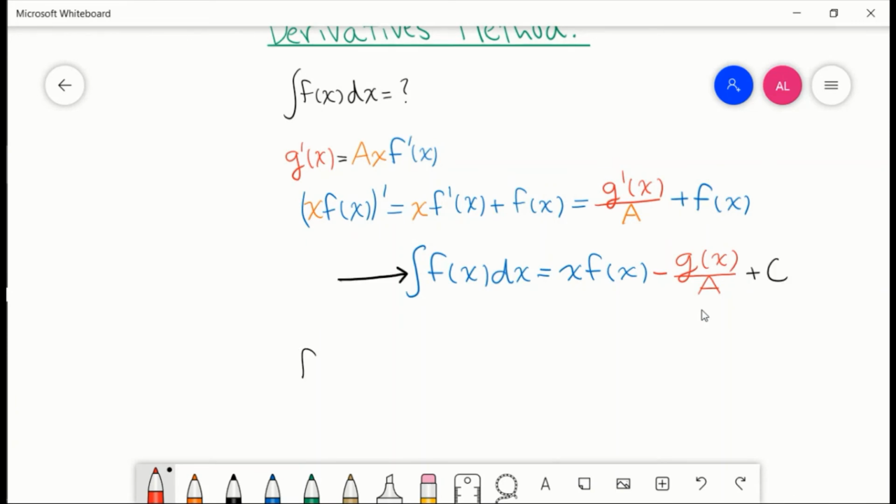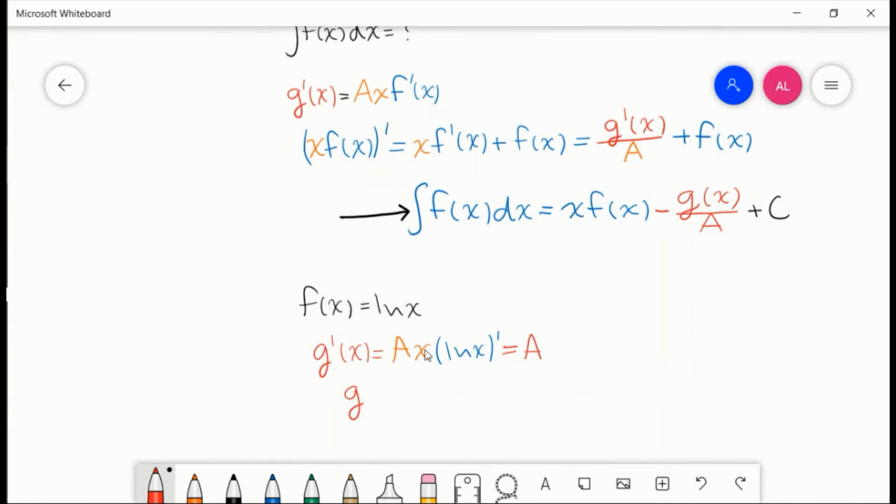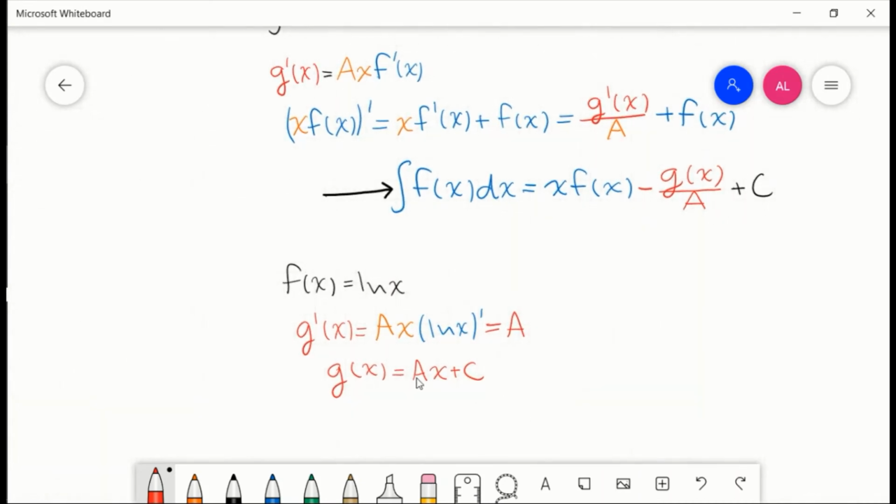So now I'm going to demonstrate this example on f of x equals natural log of x. So in this case, we hope that there is a function g such that g prime of x is equal to ax times the derivative of the natural log of x. But then the derivative of the natural log of x is just equal to 1 over x. This x and 1 over x cancel, and we get a. And so g of x is ax plus c, right? Because if we take the integral of both sides, dx, we get that the integral of a dx is ax, and then we add the plus c.